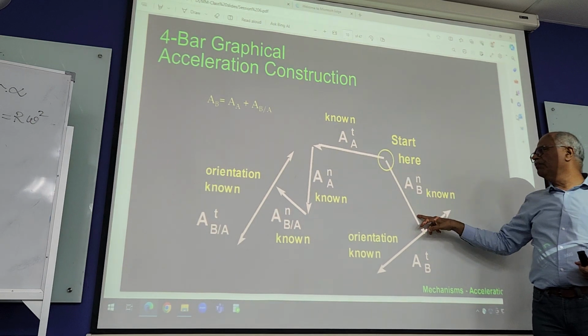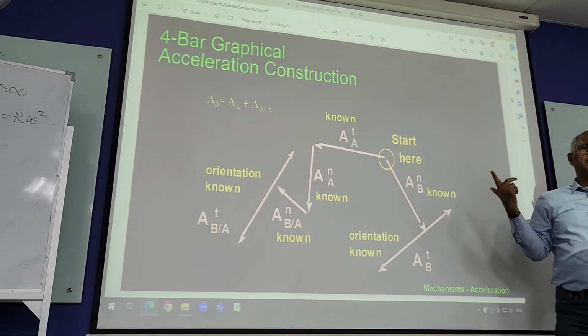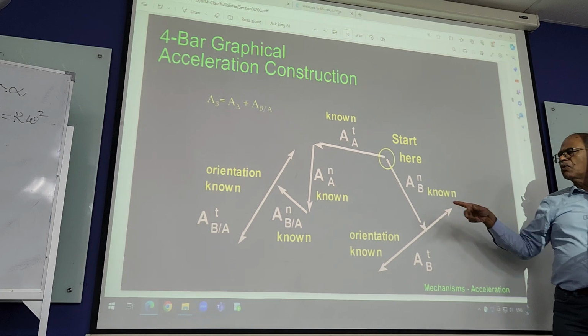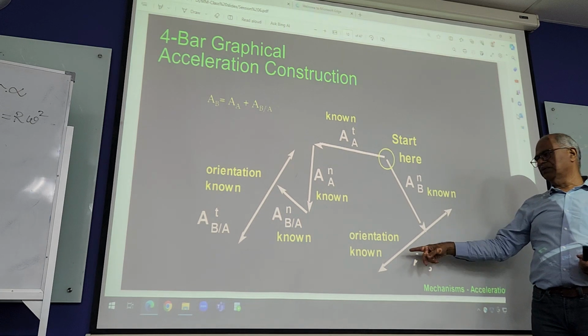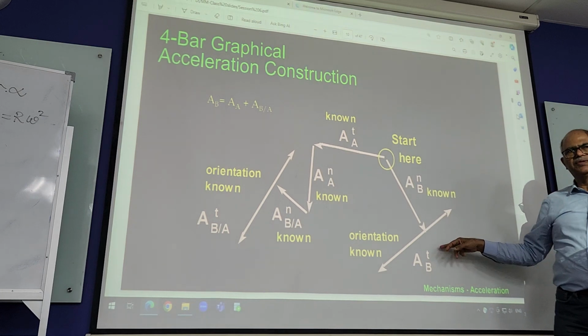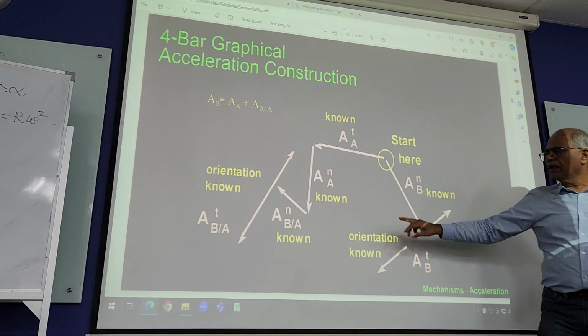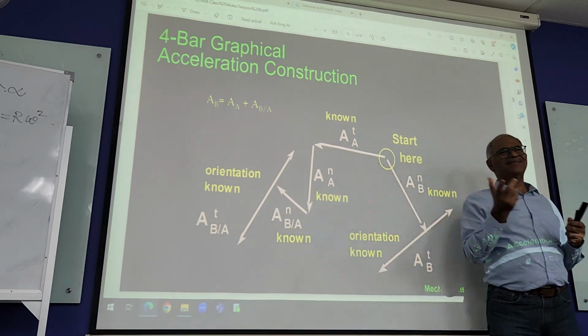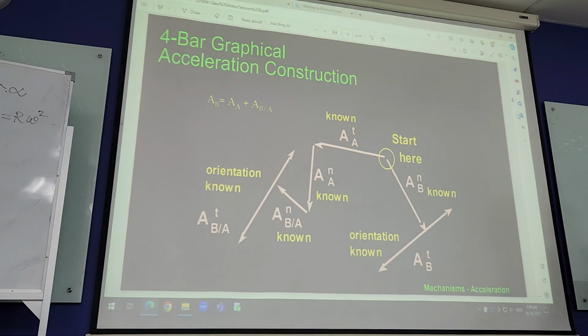Now you know V normal, both magnitude and direction. Now perpendicular to that you draw the tangent. You don't know the magnitude of this. So normally this line and this line will intersect. Okay, so that you can see in the next one.